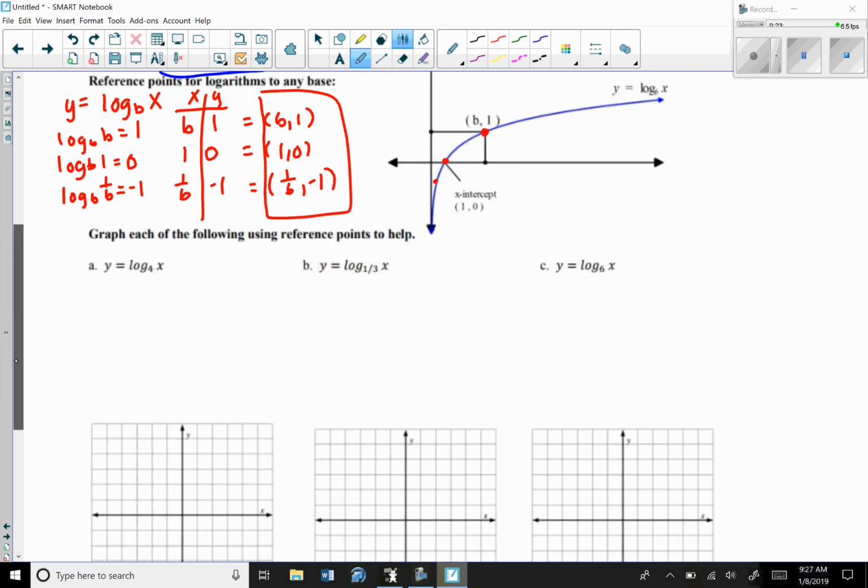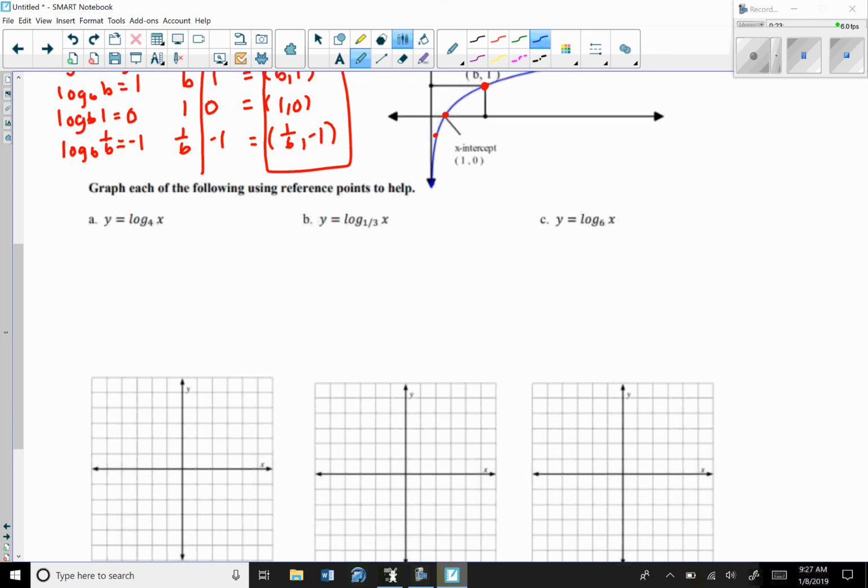So let's go ahead and use that in order to help us graph these next three. For this one right here, we know that the base is 4. So my reference points are going to be the base. Log base 4 of 4 we know is equal to 1, because 4 to what power equals 4 to the first power. For the next one, it's always going to be 1, 0. And the next one would be 1 over b. So 1/4 gives negative 1 because 4 to what power gives you 1/4? 4 to the negative 1. So log base 4 of 1/4 equals negative 1.